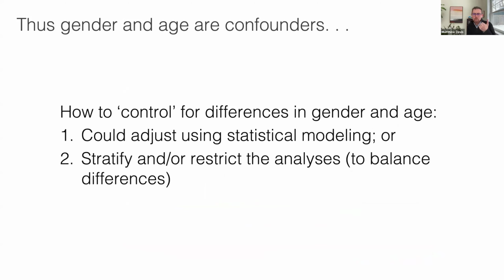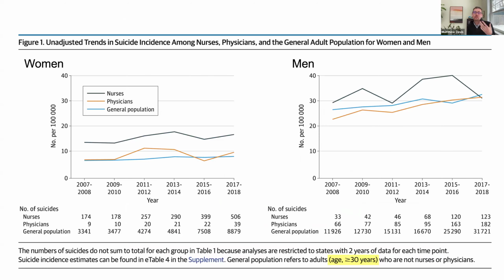So there are 2 ways to deal with this. You could put them in as covariates in statistical modeling, or you can stratify. We ended up stratifying everything separately among women versus men.